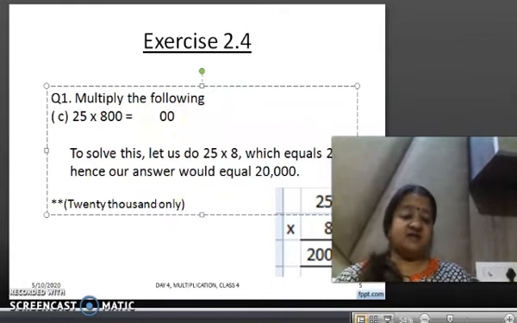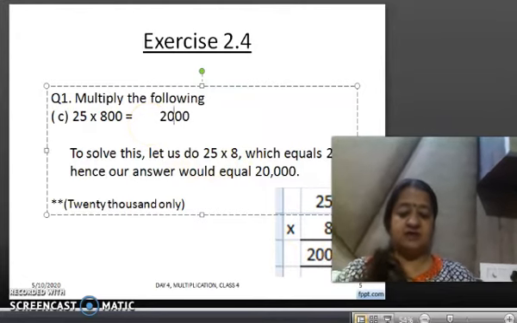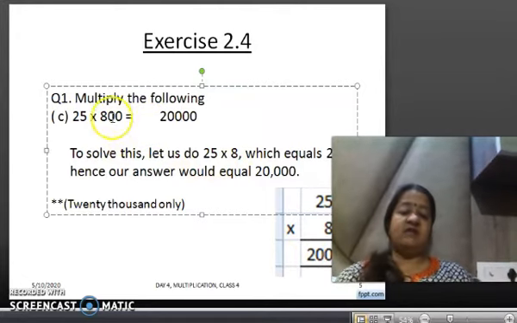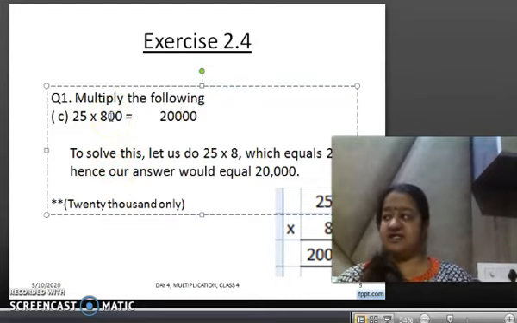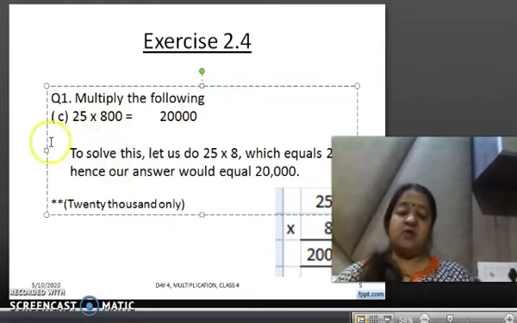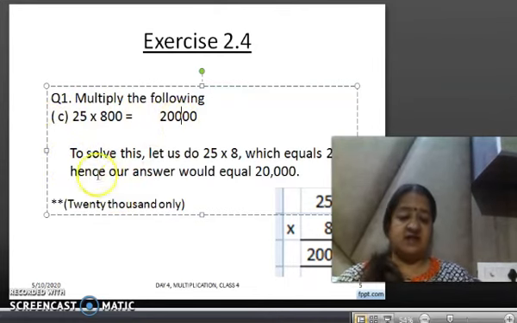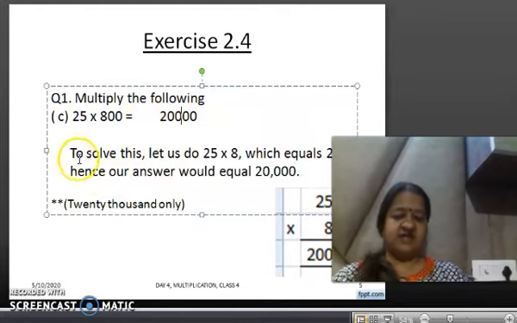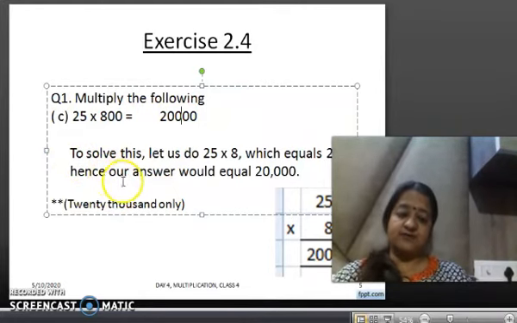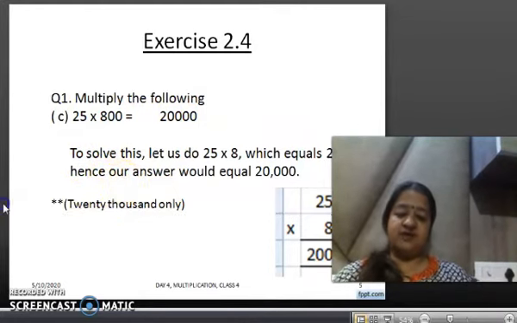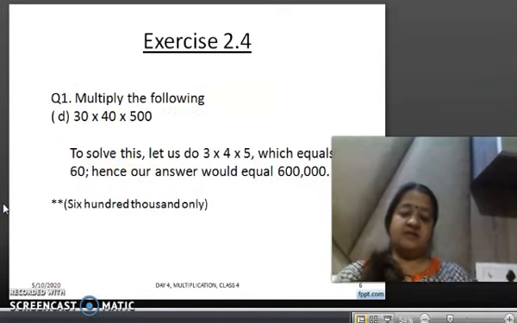And now what remains? 25 multiplied by 8. When I did it in my rough column on my right hand side, I got 200. So I will write this 200 over here. So when I multiply 25 by 800, what do I get? I get 20,000. You are not supposed to write this line. You are only supposed to write the answer. This line I have inserted in my slide to explain to you.